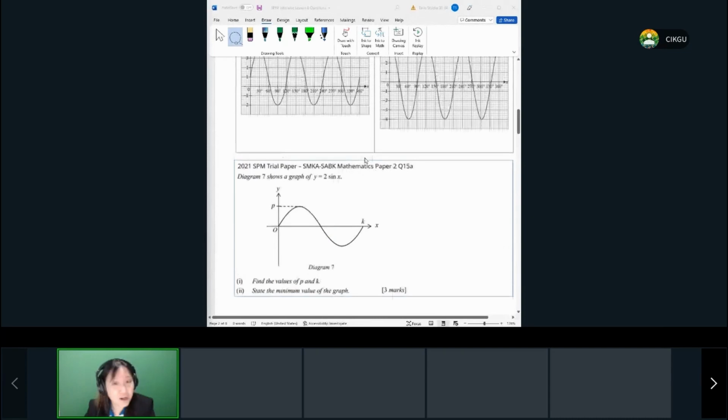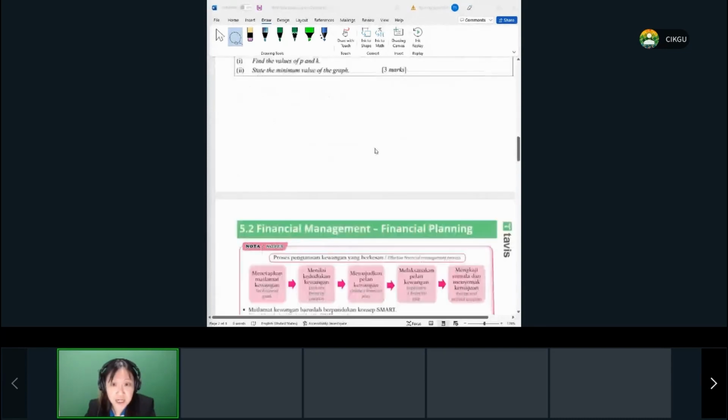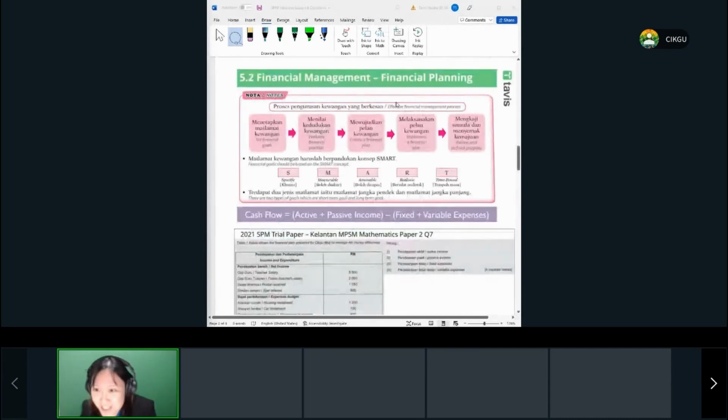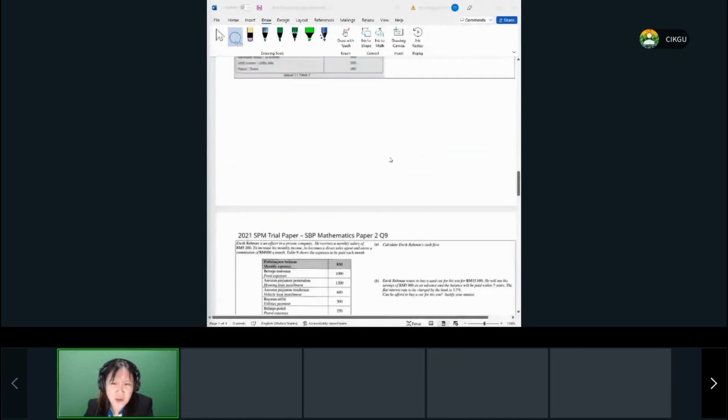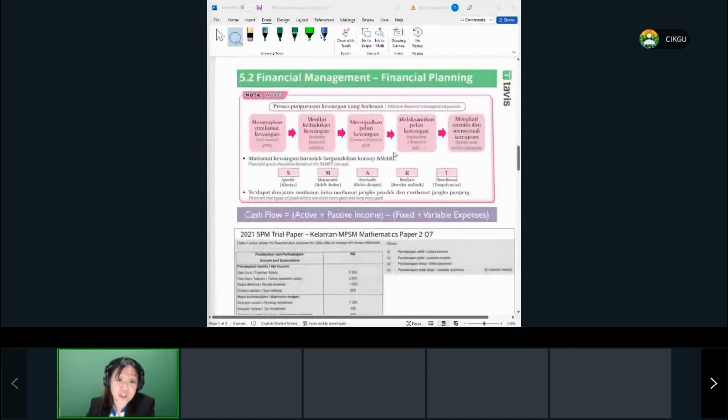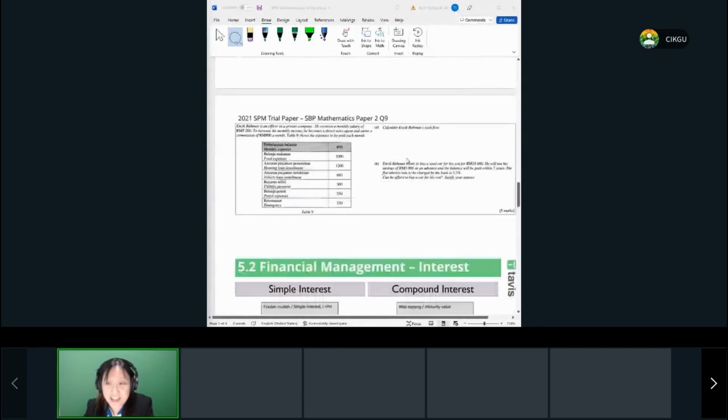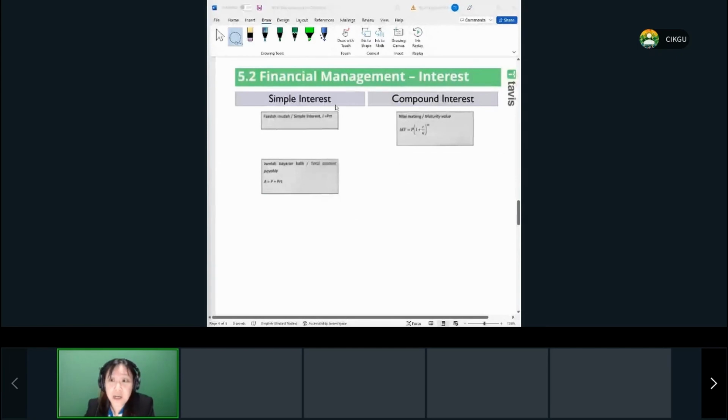The thing is, trig graphs are not hard. It's just a very quick revision, half an hour, and then we'll go into financial management, financial planning. That one is not hard as well. It's just that you need to know what to do. The formulas are not hard at all, it's more or less common sense, but you need to familiarize yourself with the style of how SPM asks the question. About half an hour will do, and then the remaining 1 hour, interest rates.